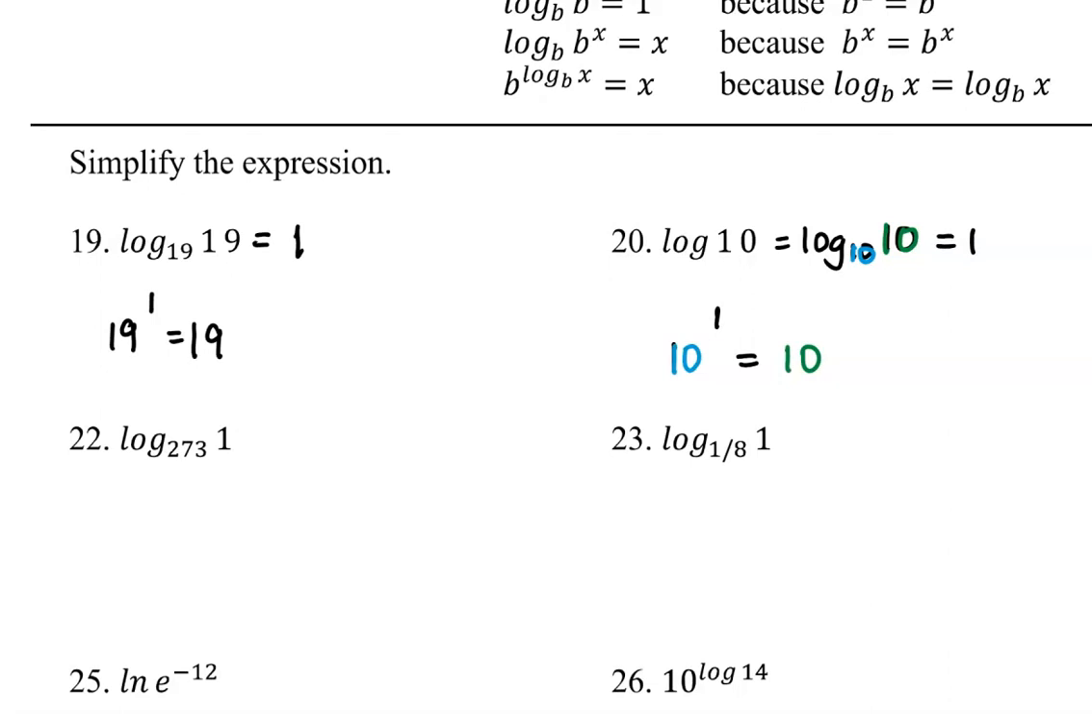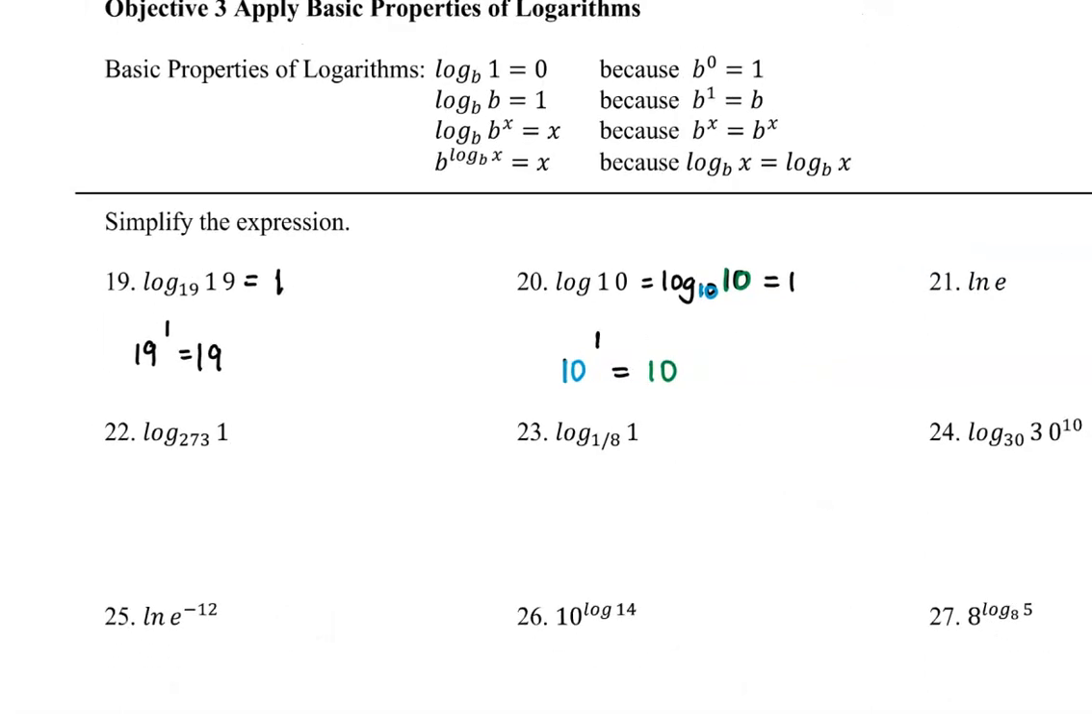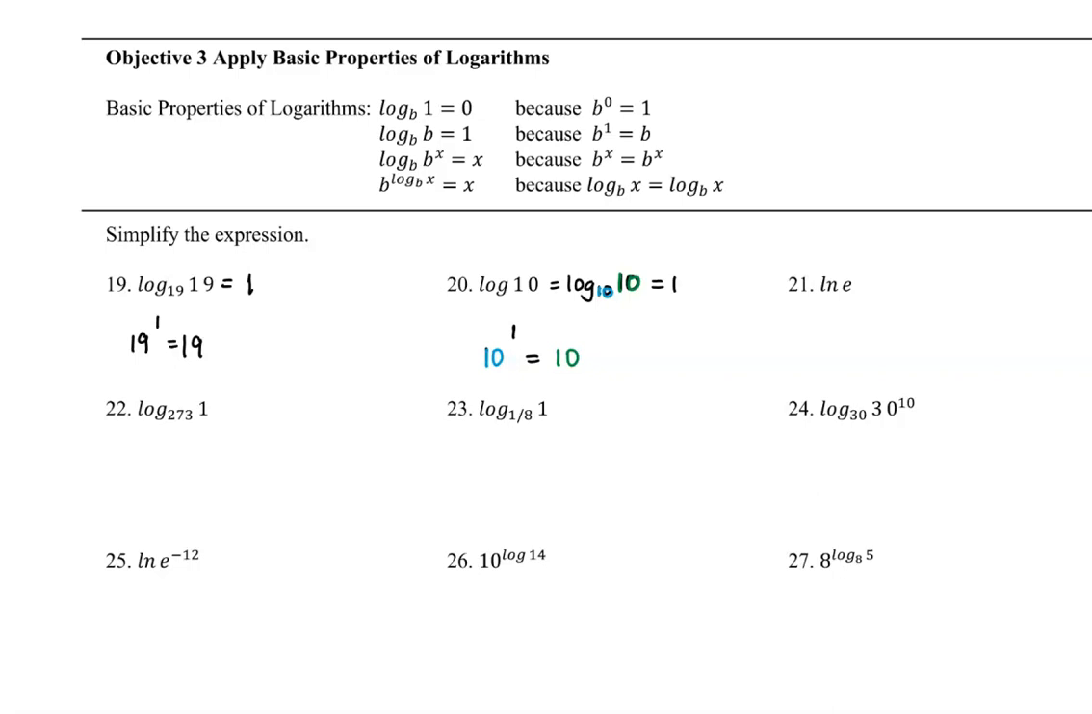So what 19 and 20 illustrate is the same thing that 21 is going to illustrate. Let's go ahead and work out 21. Natural log of e is the same thing as log base e of e, because we have to recognize that natural log and log base e are the same thing. So what this is asking us to find is what is the exponent that goes on e in order to get e, and that exponent is 1.